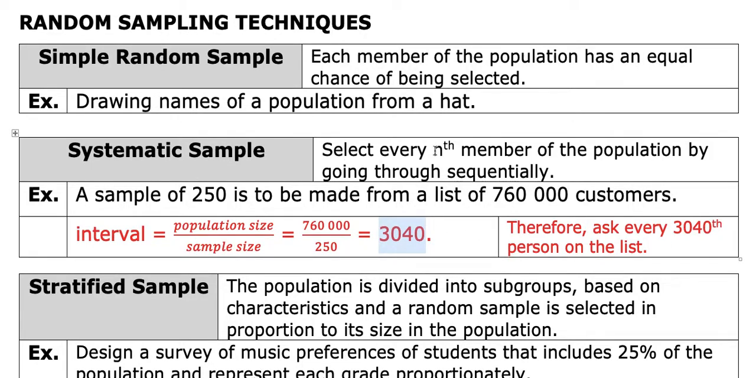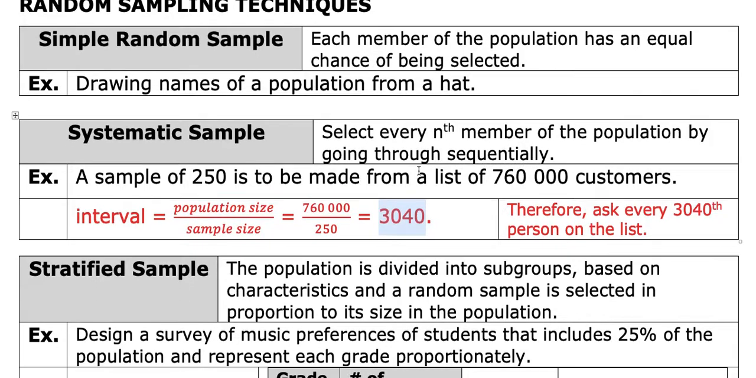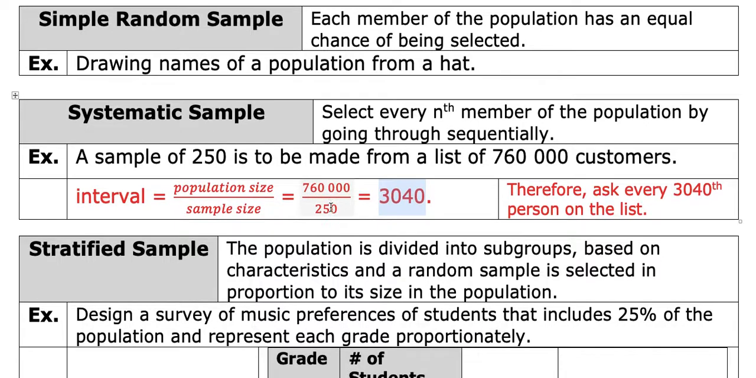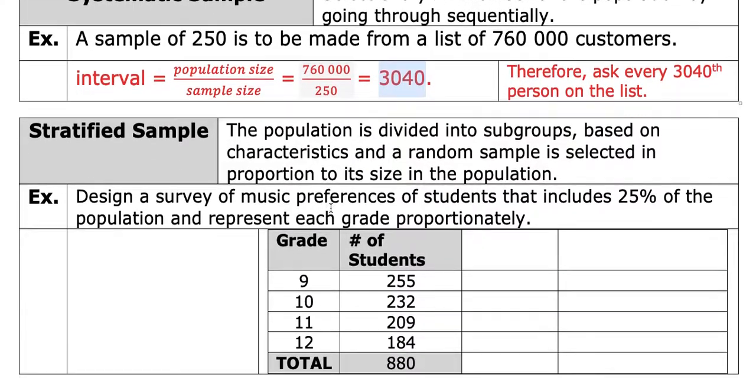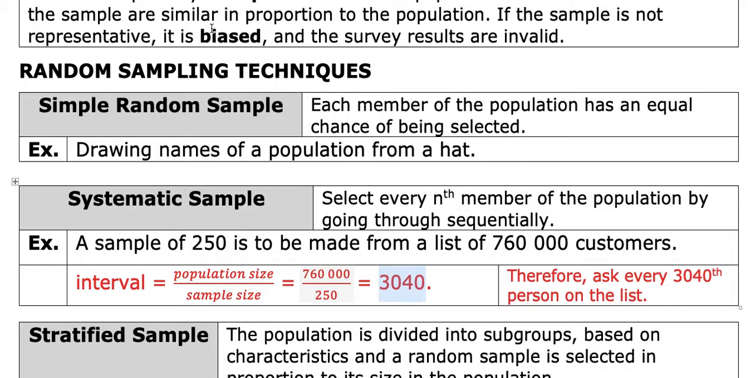So every nth just means some number. It could be every fifth, every third person in a population. This was a much larger example. And again, I just want to state that these are all random sampling techniques.